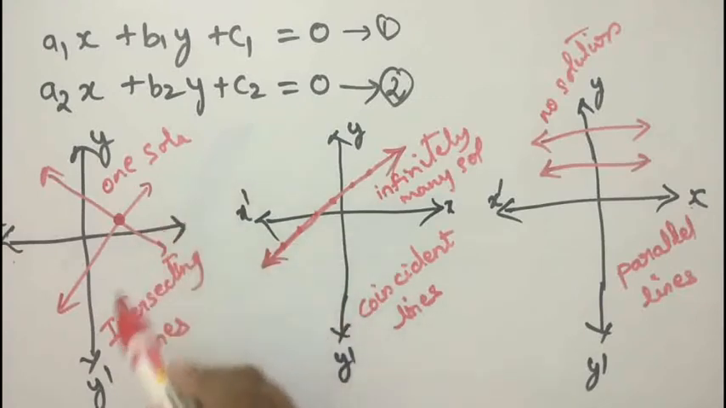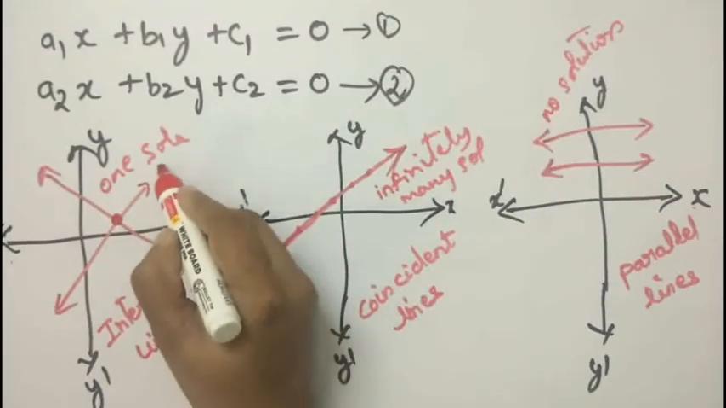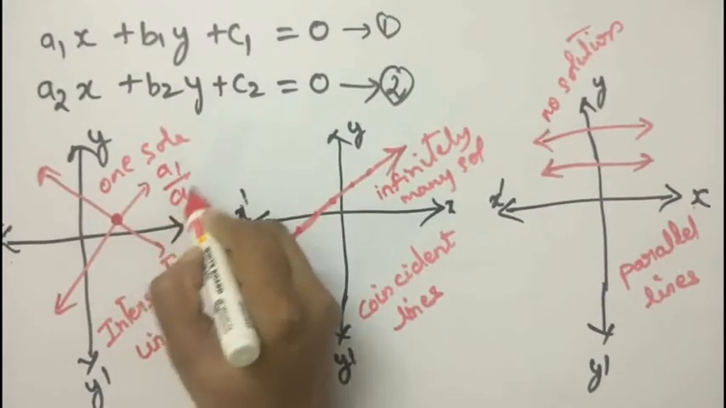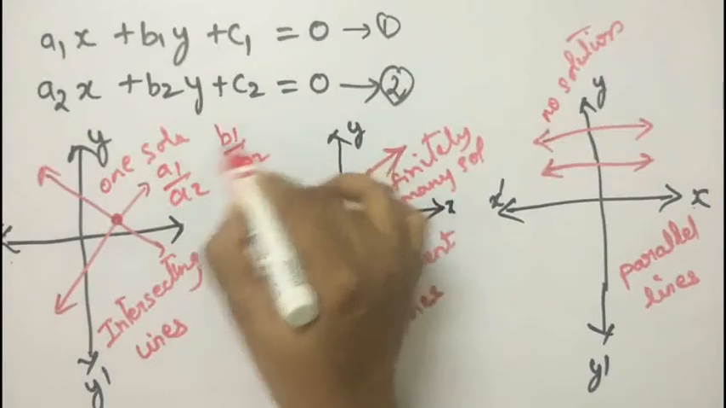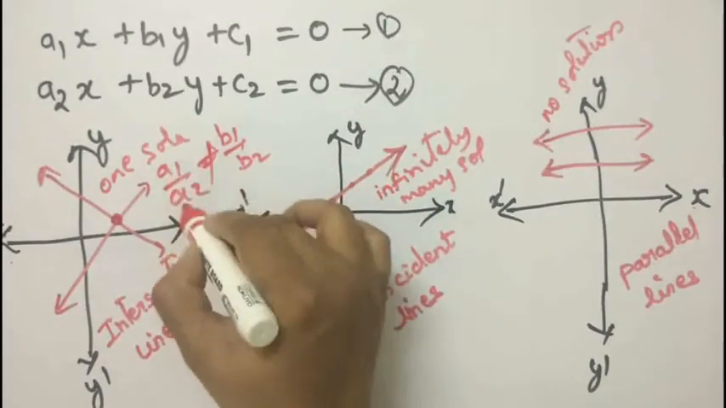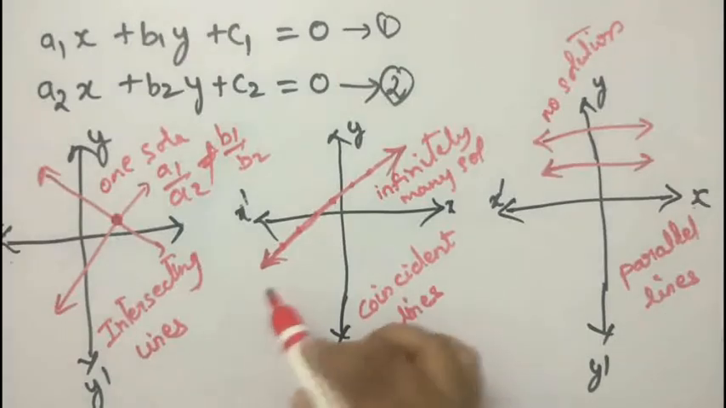The condition for intersecting lines: if two equations are given and you find the ratios a1 by a2 and b1 by b2, and these two ratios are not equal, that is a1 by a2 is not equal to b1 by b2, then definitely they are intersecting lines. Before plotting the graph itself, on seeing the equation, if you find the ratio, you can say whether they are intersecting lines or not.